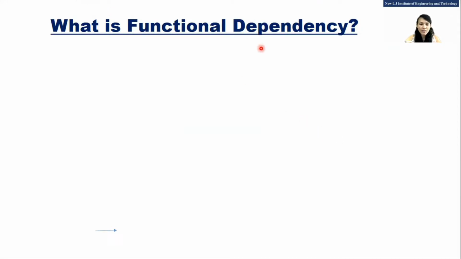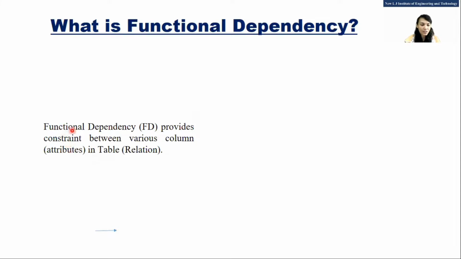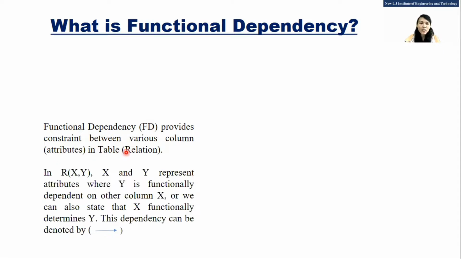Functional dependency means nothing but this: suppose we have a relation R, and in this relation R we have two attributes X and Y. If we are showing the dependency between these two attributes, then it is known as functional dependency. So let's see the definition. Functional dependency is denoted by FD, which provides a constraint between various columns, or we can say attributes, in a table or relation. So here we have attributes X and Y in relation R.